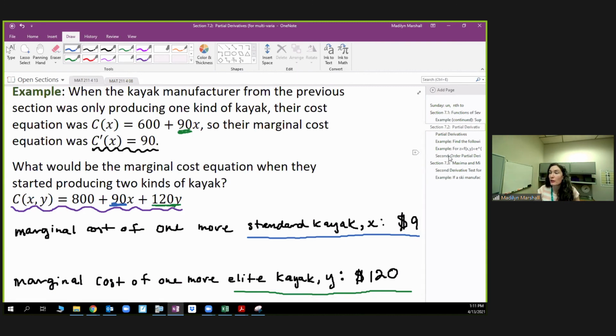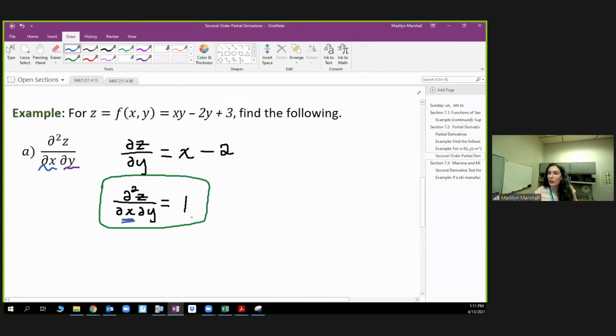Second order partial derivative. In chapter 4, we used second order derivatives, or second derivatives, to find the point of diminishing returns, look for concavity, inflection points, things like that. All of that has an analog in multiple variables. If we're doing second order partial derivatives, that's the same kind of thing. We would be looking for the rate of change of the rate of change.